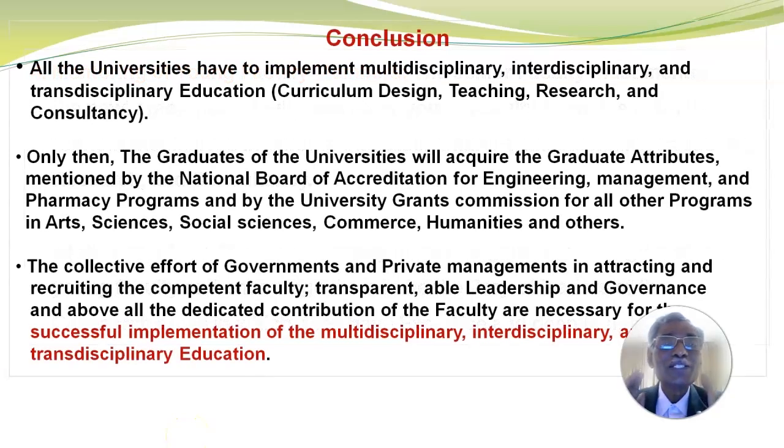Conclusion: all the universities have to implement multidisciplinary, interdisciplinary, and transdisciplinary education, which include curriculum design, teaching, research, and consultancy. Only then the graduates of the universities will acquire the graduate attributes mentioned by the National Board of Accreditation for Engineering, Management, and Pharmacy programs and by the University Grants Commission for all other programs in arts, sciences, social sciences, commerce, humanities, and others.